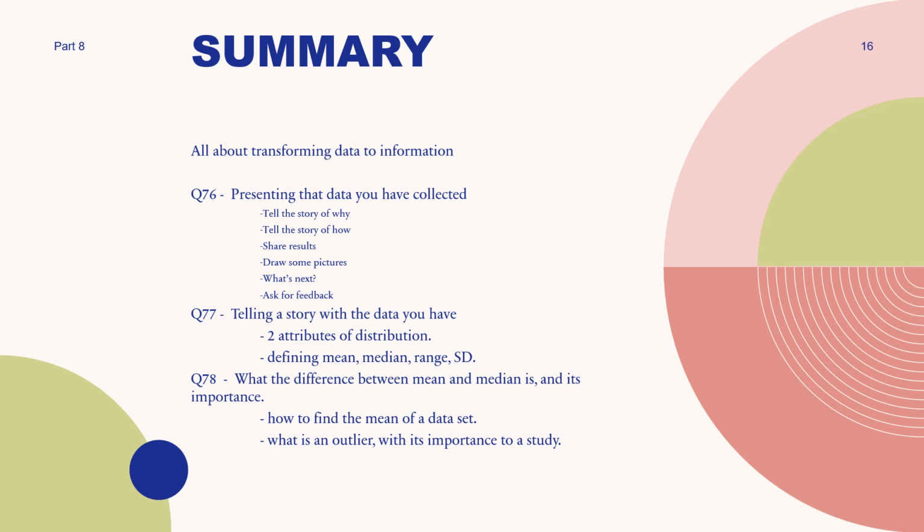To summarize about transforming data to information, we talked about the 6 guidelines of presenting the data, the 2 attributes of distribution, and important vocab you need in your study, and then finally question 78, how to find the mean of a dataset and what an outlier is with its importance.